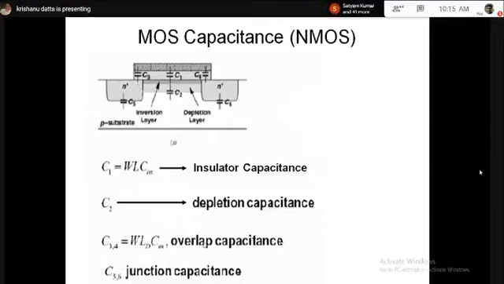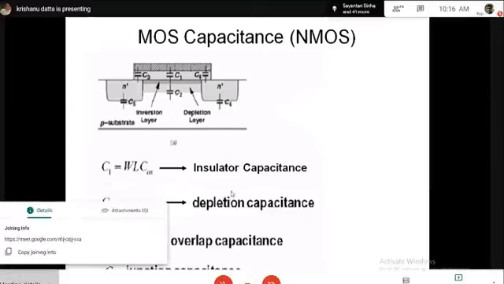So the only two remaining capacitances are C5 and C6, which are called junction capacitance or depletion capacitance or diode capacitance, because these two capacitances are coming from the pure N plus P diode junction, one at the source side, another at the drain side. So the summary is that whenever there is a MOS structure, NMOS or PMOS, you will always see these 6 capacitance components. Okay.